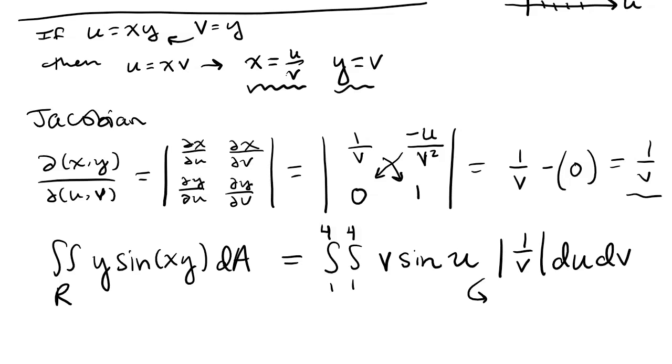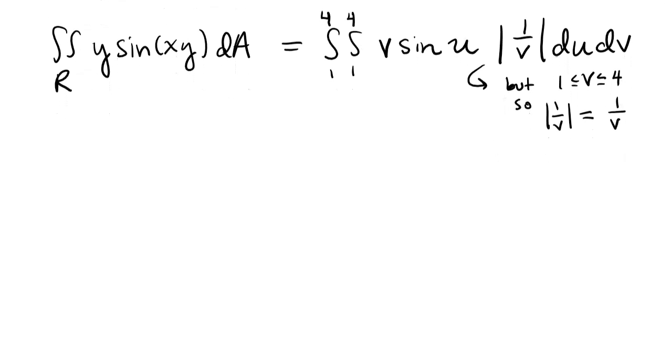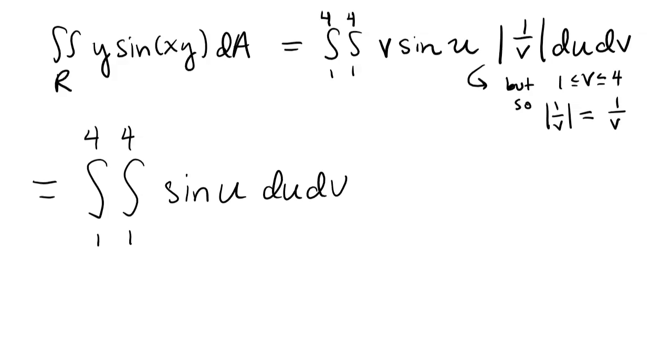Do notice then, we do know that we're only looking at v on 1 to 4, so the absolute value of 1 over v is really just going to be 1 over v, right? It'll stay positive because it's all positive values in there. So what happens then if I have v times 1 over v? Well, they just cancel out. So we're left with the integral 1 to 4, 1 to 4. We'll have 1 over v times v just leaves me with the integral of sine u, and then this will be du dv.